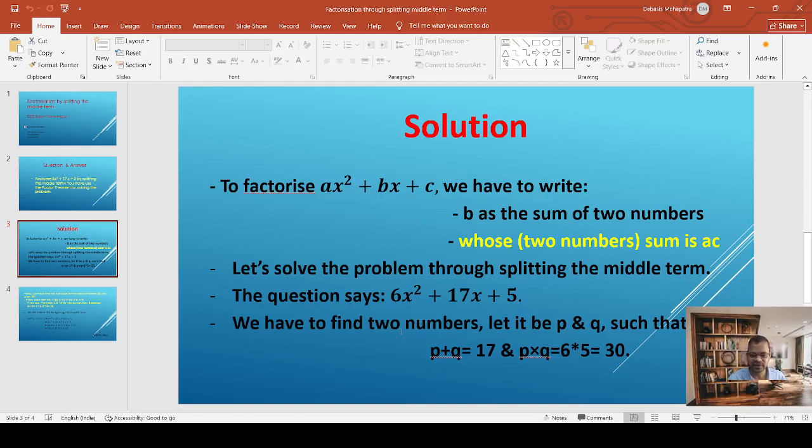So let's assume that those two numbers be p and q, such that p plus q is 17, as I have already mentioned, and p into q is equal to 6 into 5, that is ac. Here it says ac, 6 into 5 equals 30. So let's find out which are those two numbers where if they add up it becomes 17, and when they are multiplied the output becomes 30. So let's find out that.